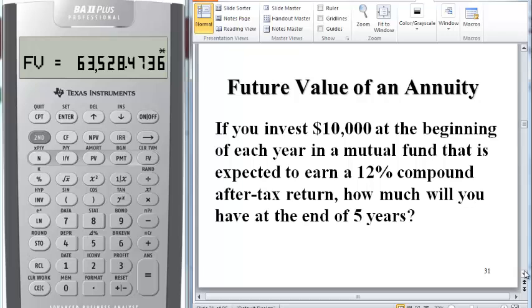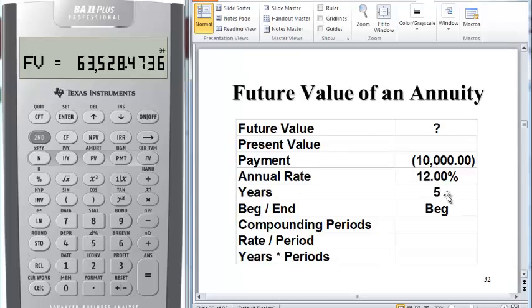What if I invested $10,000 at the beginning of each year in a mutual fund expected to earn 12% compounded after tax? How much am I going to have at the end of 5 years? Notice, same problem, only one thing's changed in the problem. I could go back and re-enter this, or I could set my calculator to beginning. How do I do that?